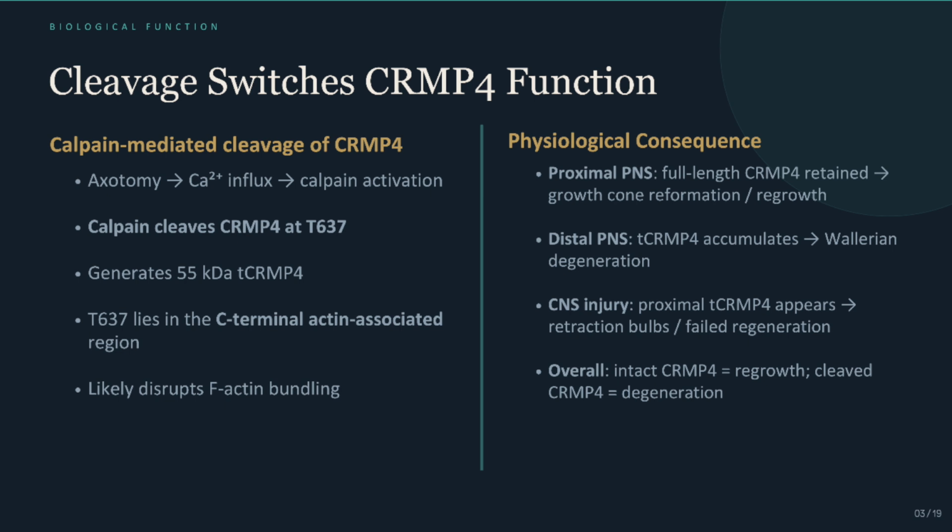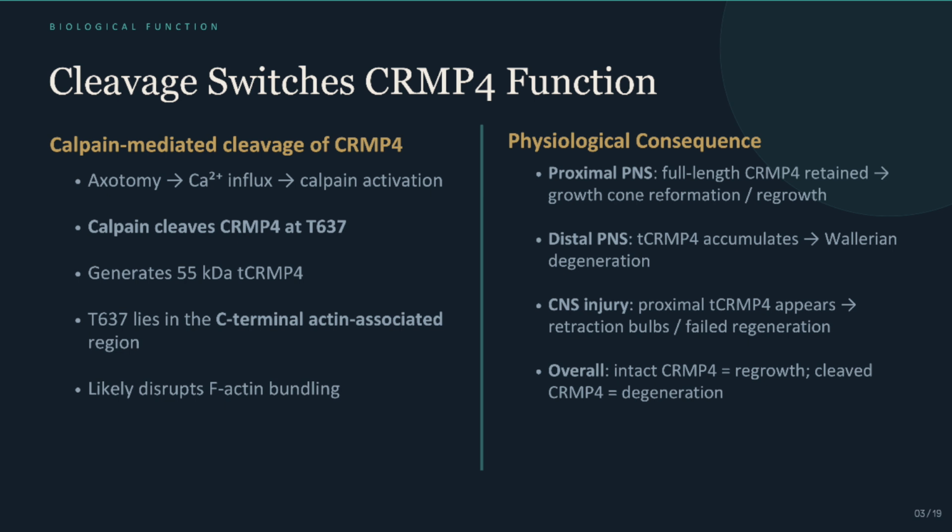Okay, so now that we have a little bit more background on CRMP4, we can talk about one of its main functions, which is cleavage switching. After an axon is severed, released calcium activates something called calpain, which cleaves CRMP4 and produces a 55 kilodalton truncated fragment called tCRMP4. This cleavage site was mapped to T637 within the C-terminal region that is important for F-actin bundling. Therefore, cleavage likely disrupts CRMP4's normal cytoskeletal role.